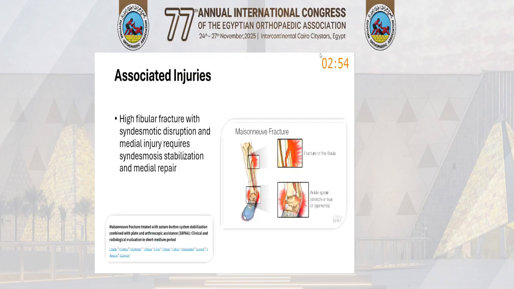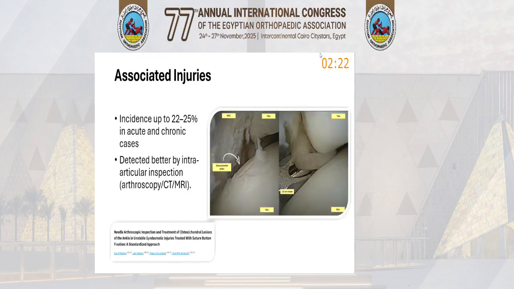Maisonneuve, as I mentioned, is a high fibular fracture with syndesmotic disruption and medial injury, and requires syndesmosis stabilization and medial repair. Actually, in my practice, sometimes I find that I can't restore the syndesmosis reduction except after reduction of the high fibular fracture. I don't know if our professors and experts have similar or different experience, but sometimes you need to restore the fibula so you can restore the length of the lateral malleolus and its relation to the incisura.